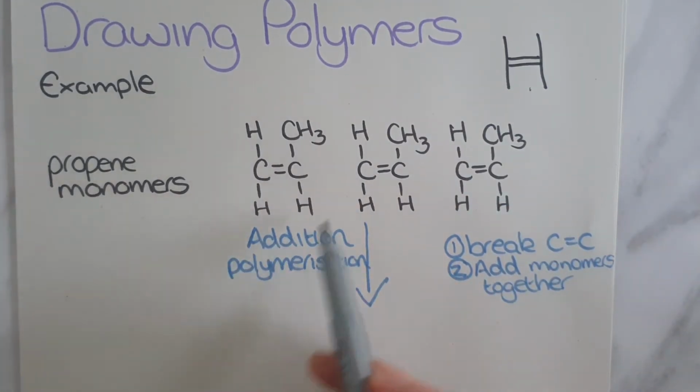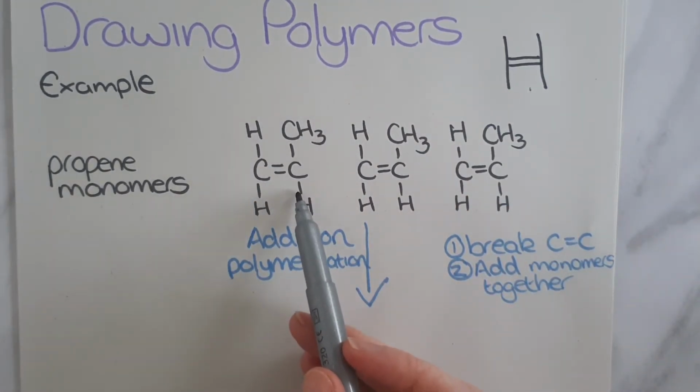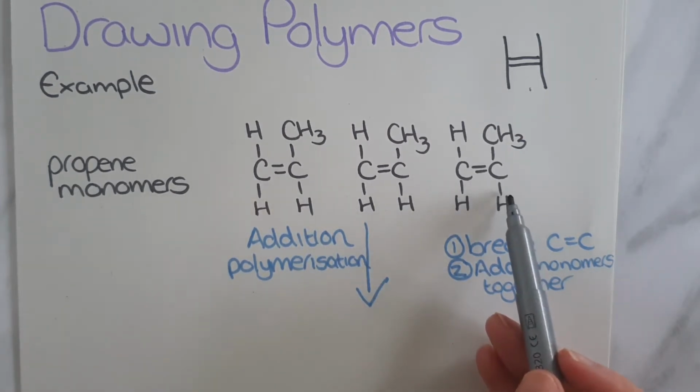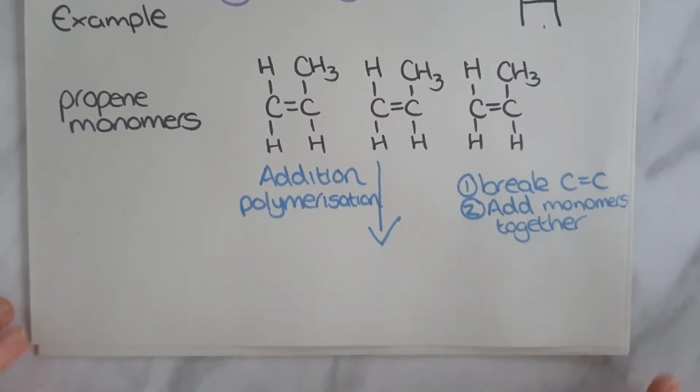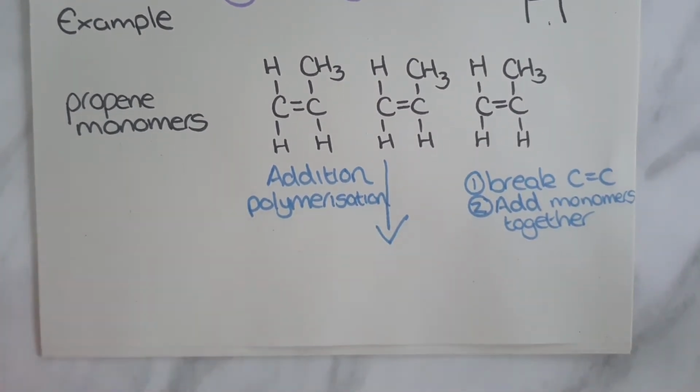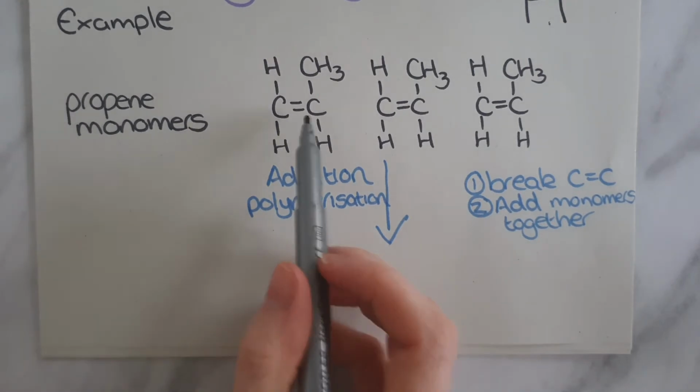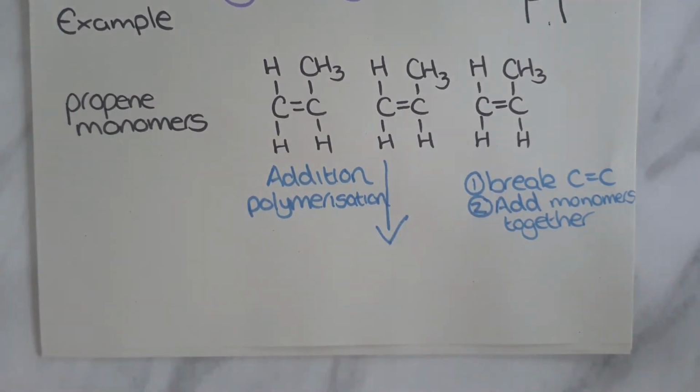So if you were given one monomer structure, you normally get asked to join 3 of them together to make a polymer. So I would recommend drawing 3 out if you've not been given that already. Now very simple process, easy mark to pick up. For addition polymerisation, you want to break all the carbon-to-carbon double bonds, so you've got 3 to break. Then you want to add the monomers together.